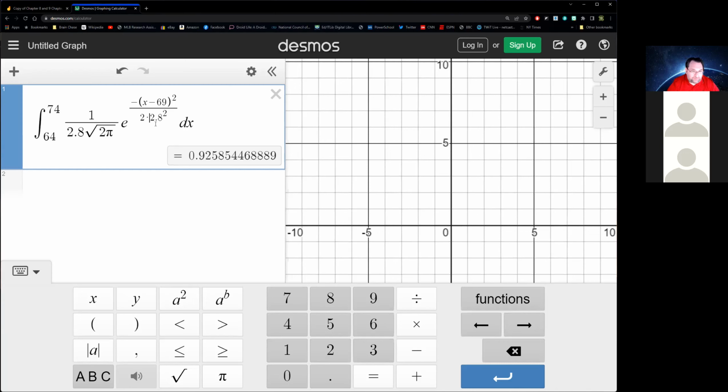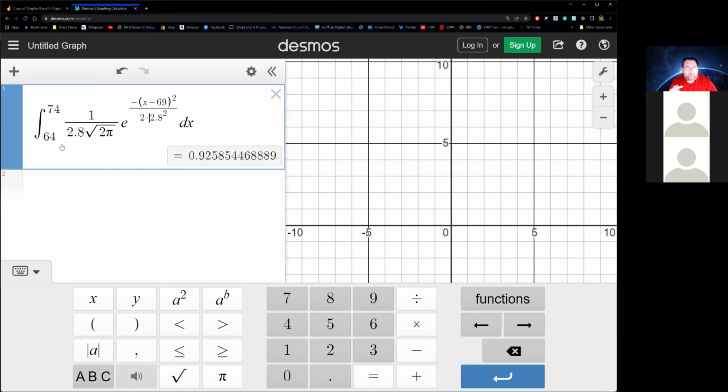All right, so the first one I've got, and it wants it to 3 decimal places, is 0.936. So about just over 93% of all males will be between 64 and 74 inches tall. So 5'4" and 6'2".